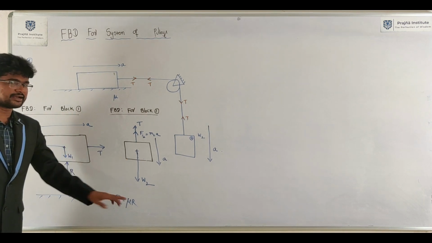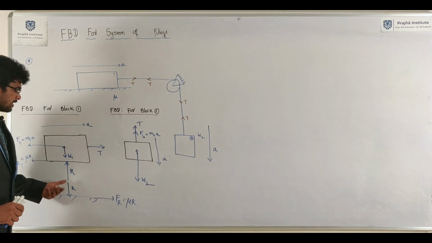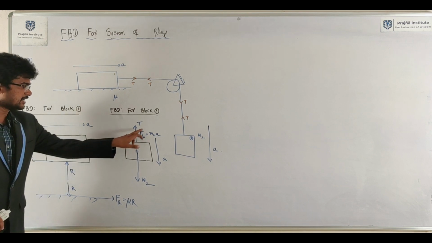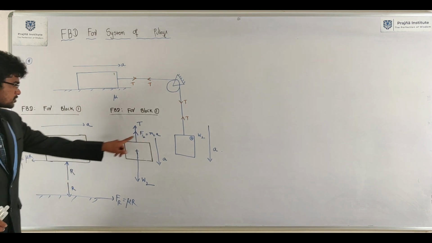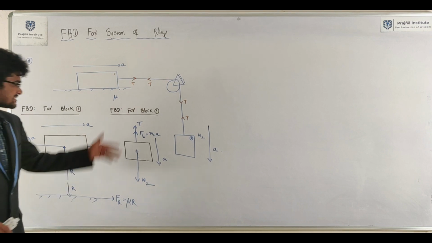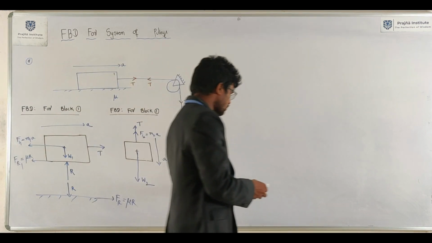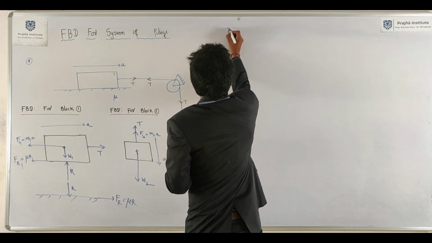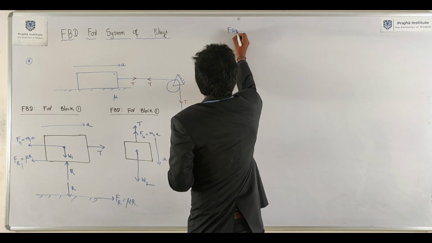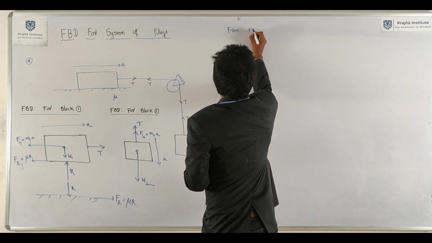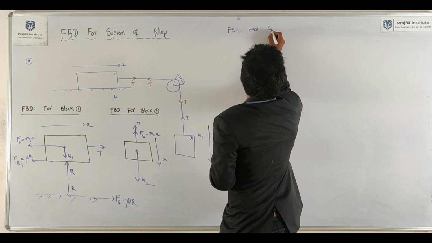Weight always acts vertically downward. Normal reaction, tension, inertia force, and then frictional resistance. The resistance is negative. Now, from the free body diagram for the block 1.